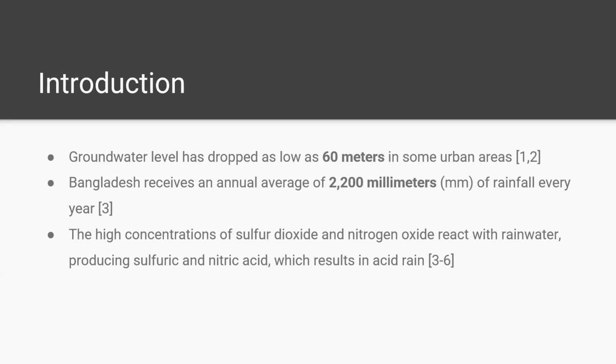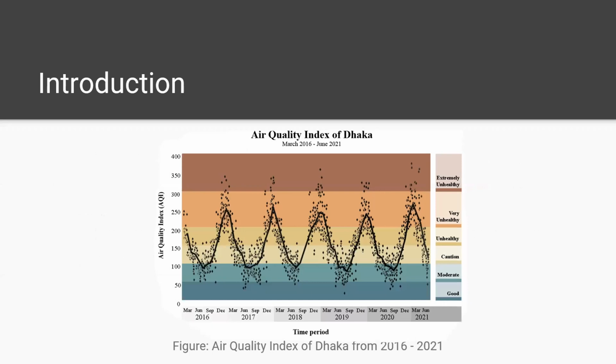However, due to excessive air pollution, the density of toxic gases such as sulfur dioxide and nitrogen oxide has increased drastically. So in a survey done by US Embassy Bangladesh, it is found that we rarely have good air quality. High concentrations of sulfur dioxide and nitrogen oxide react with rainwater, producing sulfuric acid and nitric acid, which result in acid rain.